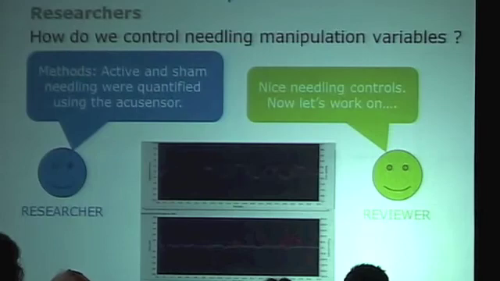From the researcher's perspective, how do we control needling manipulation variables? Well, wouldn't it be nice in our methods sections if we could say, active and sham needling were quantified using the Acusensor. And then the reviewer might say something like, all right, nice needling controls. Now let's work on, because they'll have to find something else to have you correct.